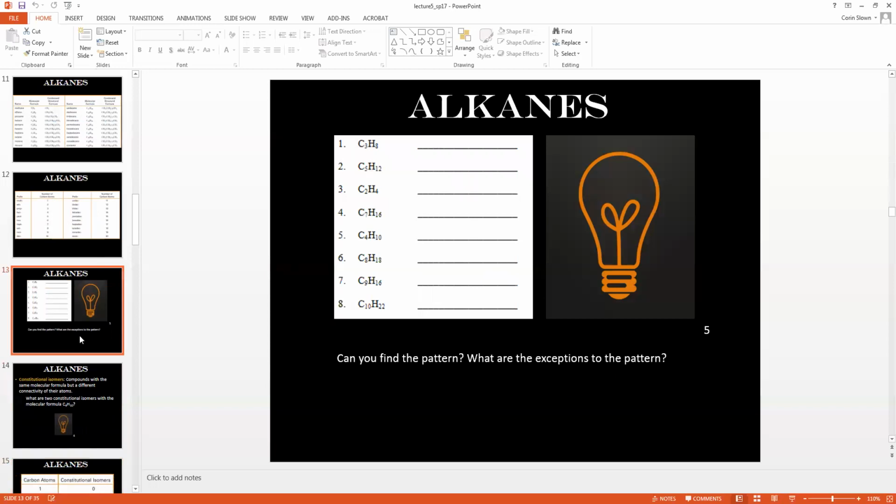The pattern here is that it's CnH, where n is the number of carbon atoms, and then either 2n plus 2, 2n, or 2n minus 2. That's going to determine whether it's an alkane, an alkene, or an alkyne.